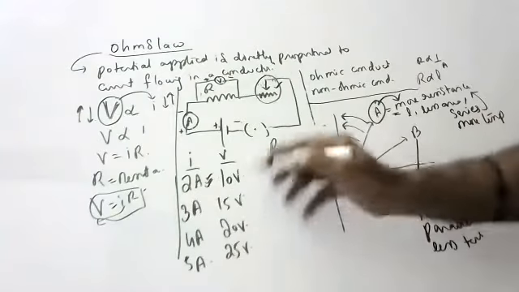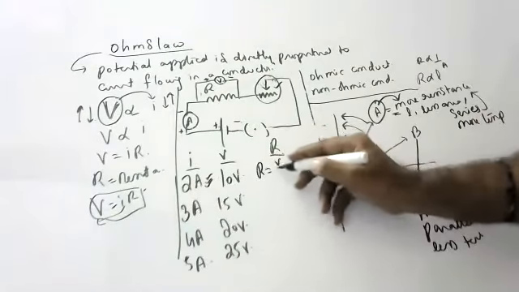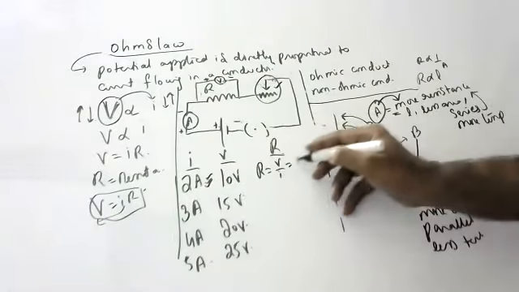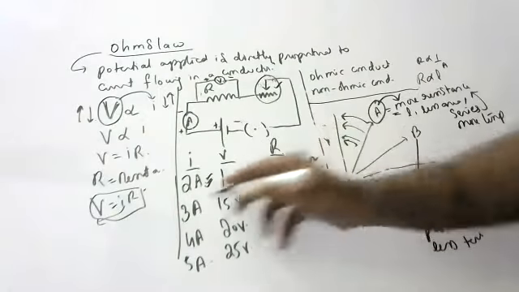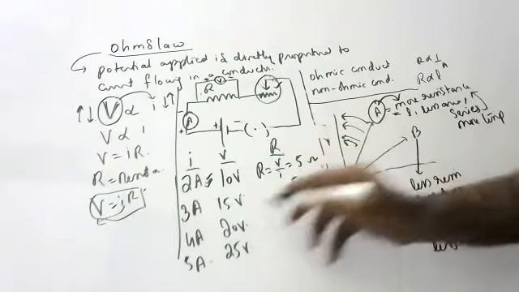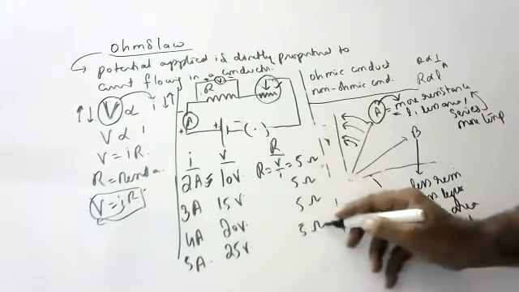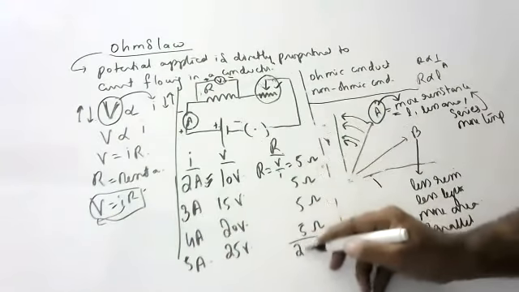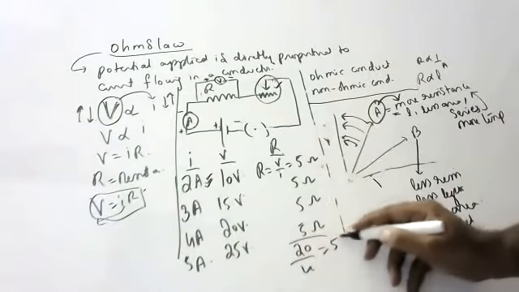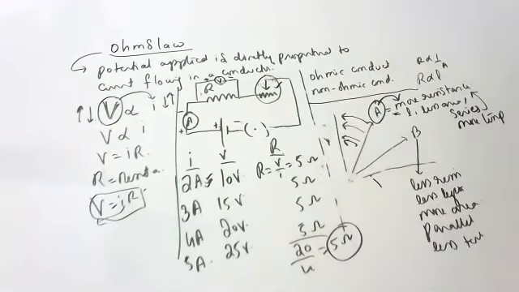in each case find the resistance, R equals V by I. 10 by 2, how much? 5 ohms. 15 by 3, how much? 5 ohms. 20 by 4, 5 ohms. 25 by 5, 5 ohms. How many times did we do it? 4 times. Again you got 5 ohms as the answer.